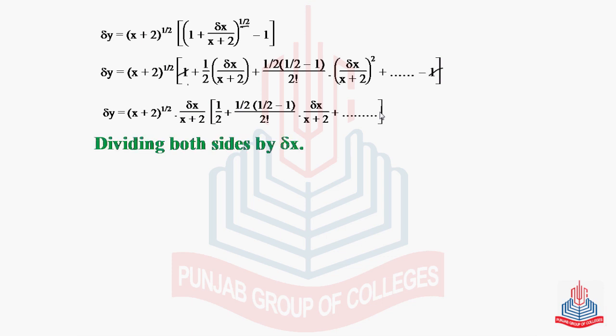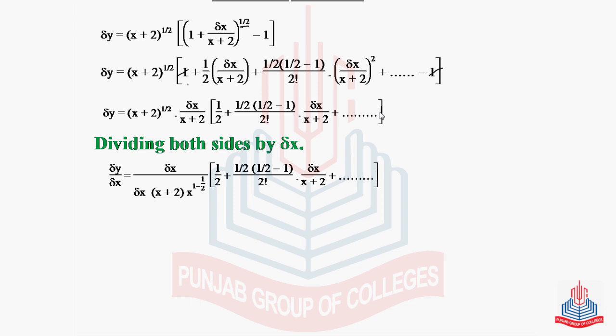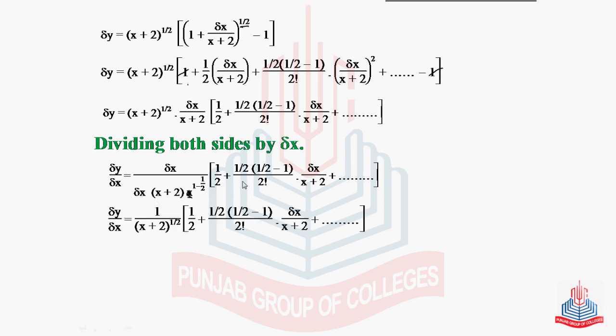Dividing both sides by delta x, delta y over delta x is equal to delta x over delta x. (x plus 2) as a common base, the powers will be combined, 1 minus 1 by 2, and the bracket portion will remain the same. So delta y by delta x is equal to, after cancelling this delta x, we have 1 over (x plus 2) raised to the power 1 by 2. Simplifying this 1 minus 1 by 2, and this one is the same portion.